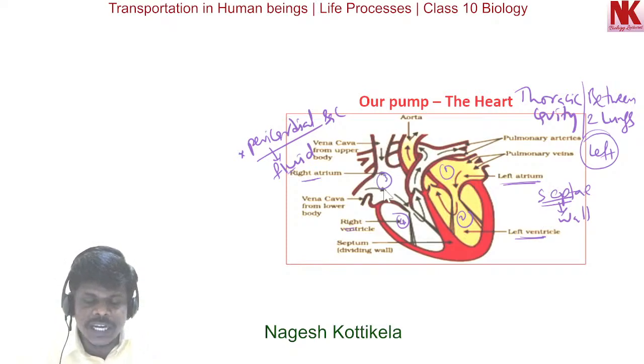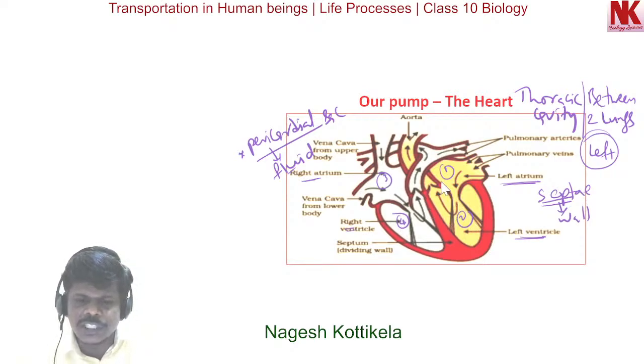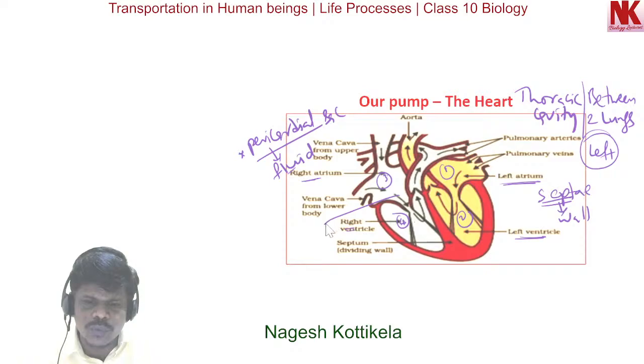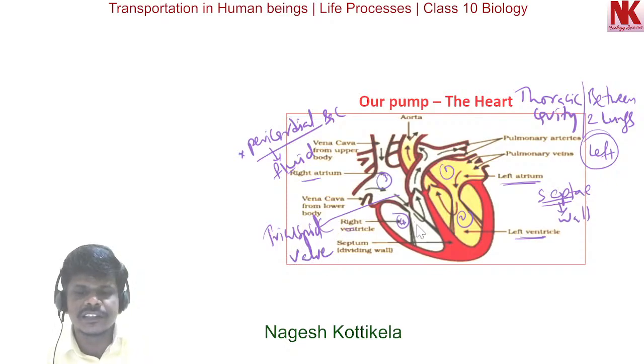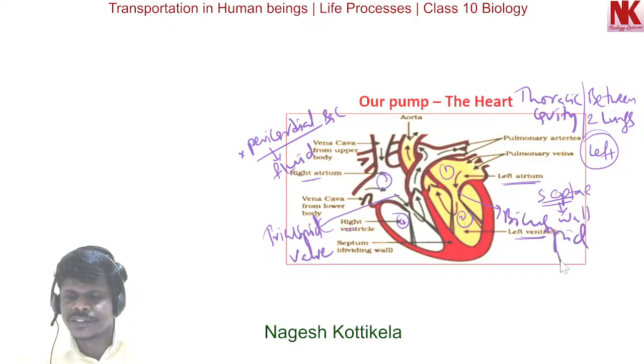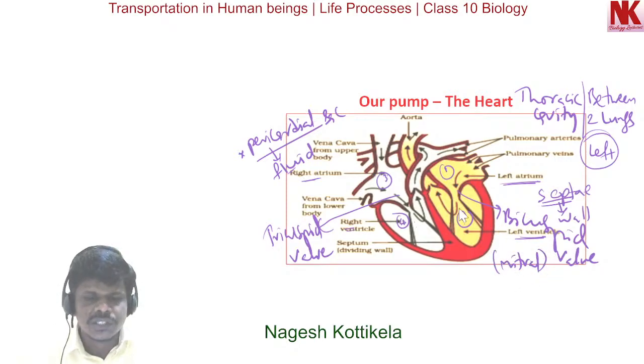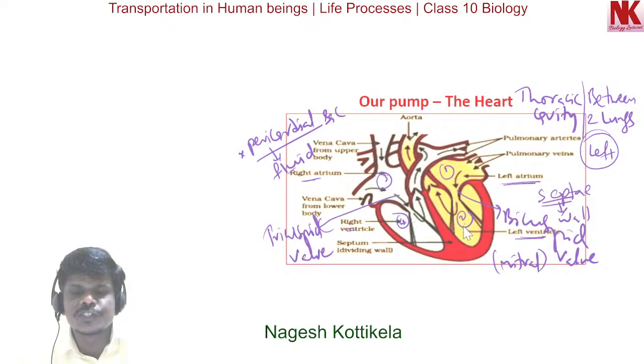Now between the right atrium, this is right atrium, and right ventricle, this is right ventricle, this is what we call tricuspid valve. So tricuspid valve is between right atrium and right ventricle, and between left atrium and left ventricle, this is called bicuspid valve. This is bicuspid valve or mitral valve. So these are the valves. They are regulating the flow of blood from auricles into ventricles.